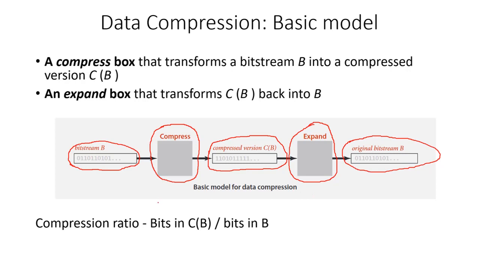And also, usually we need to measure the efficiency of our data compression algorithm. And the efficiency can be measured with a compression ratio, like how many bits it takes compressed, proportional to the original number of bits in our data.